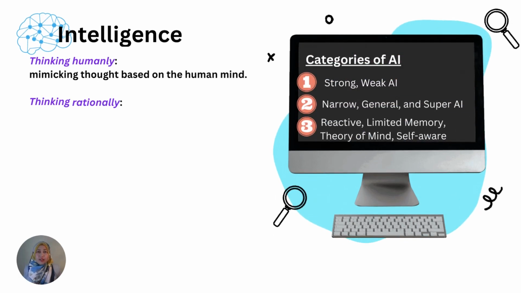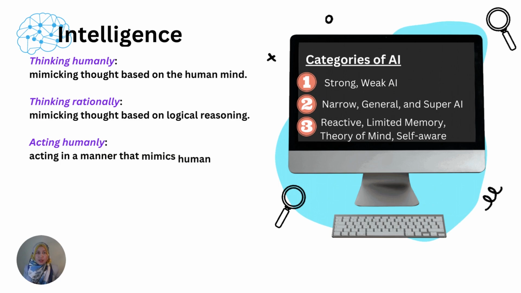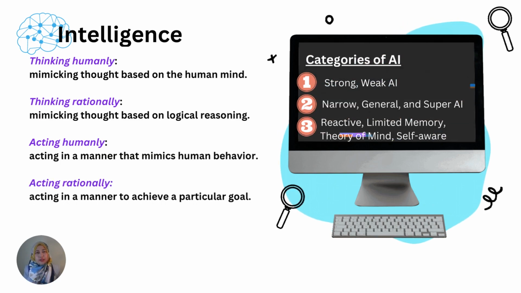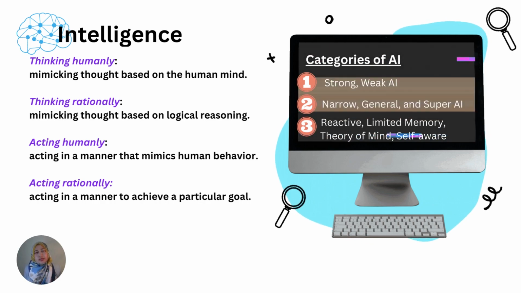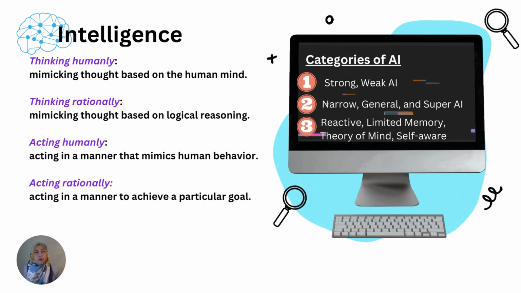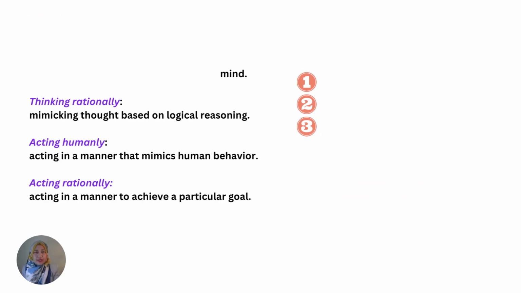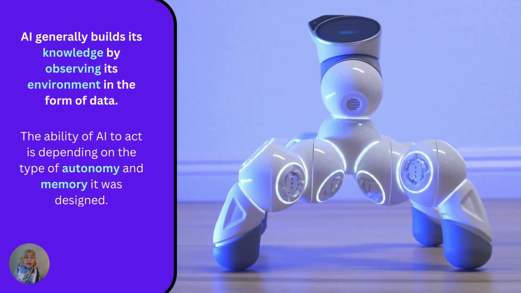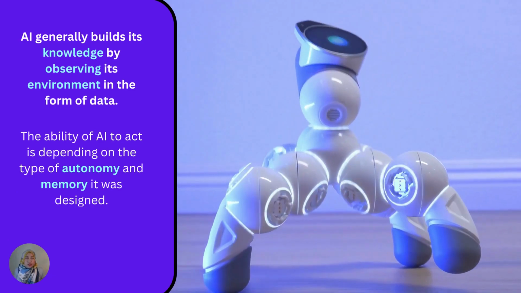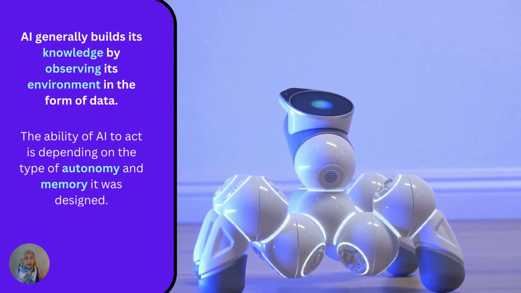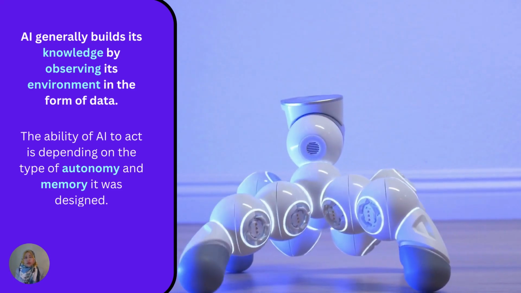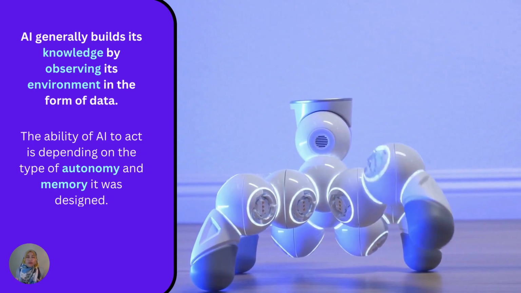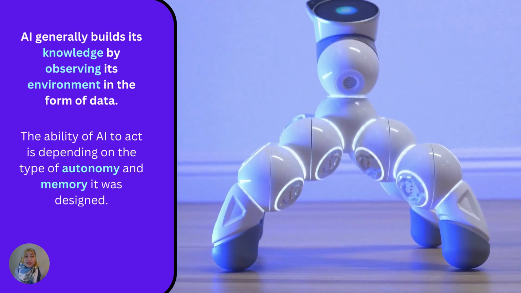AI can be categorized according to its focus, its purpose, and its ability to act autonomously. All of these indicate the intelligence in its ability to think like a human, to think rationally, to act like a human, and to act rationally. For an AI to get its intelligence, it observes its environment and collects data by its observation, and it is then able to respond according to its level of autonomy and memory as it was designed.